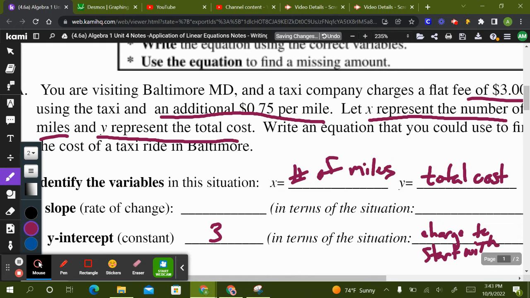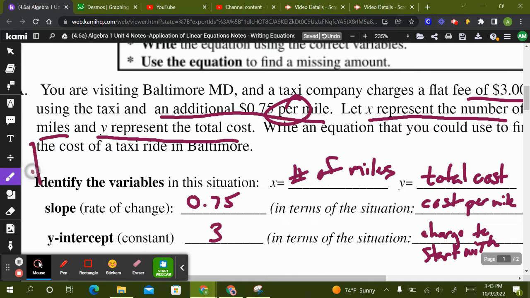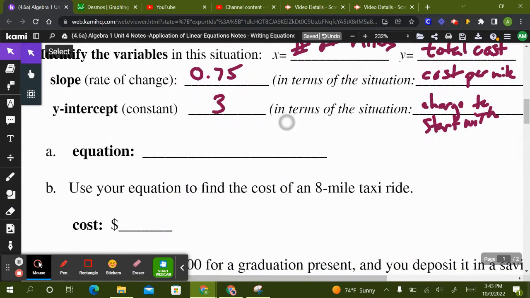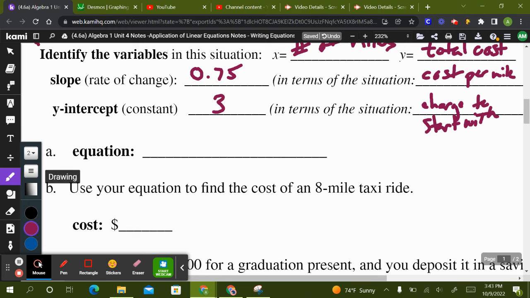Now our slope is going to be the 0.75. That's the cost per mile. And another good way to look for that slope is to look for the word per. Now that we have that information, we're going to go ahead and write our equation. I'm having some technical difficulties. There we go. We're going to write in our equation for our situation. So that's going to be y equals, what comes next? The slope, 0.75 times x plus our b.